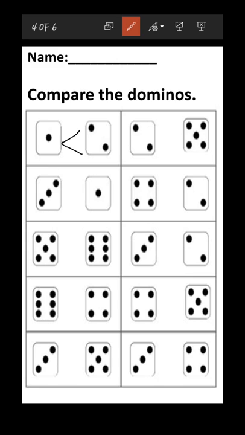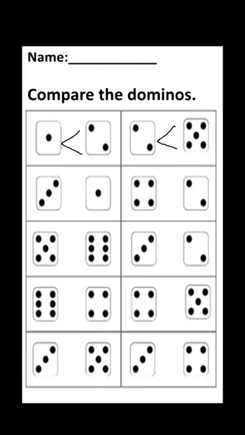Next is 2 and 5. Which is less than? 2 is less than 5, right? And 5 is greater than 2. So we can open the mouth of alligator towards 5 because 5 is the greater number, greater quantity. In the same way, Earlier 3, you have to complete this worksheet.